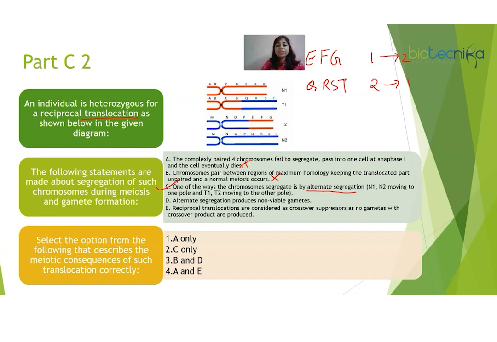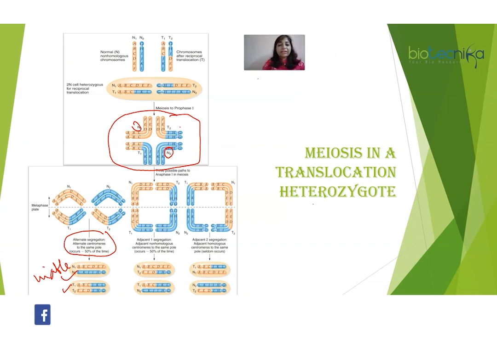D says that alternate segregation produces non-viable gametes. That is wrong, because alternate segregation will always produce viable gametes. The other two modes of segregation, adjacent 1 and adjacent 2 segregation, will produce non-viable gametes.